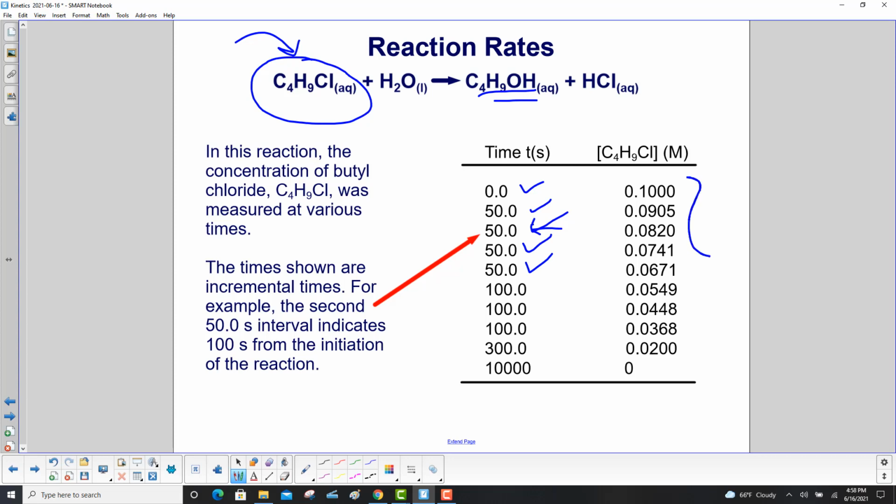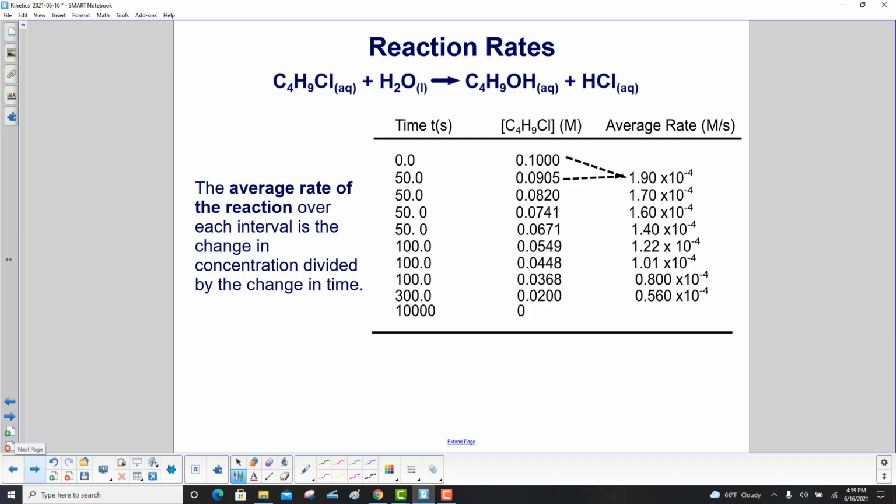And over here, this shows the concentration or molarity over time. The average rate of the reaction over each interval is the change in concentration divided by the change in time. So this rate right here is this delta here. That would be 0.1000 minus 0.0905 divided by the interval 50 seconds, and so on.